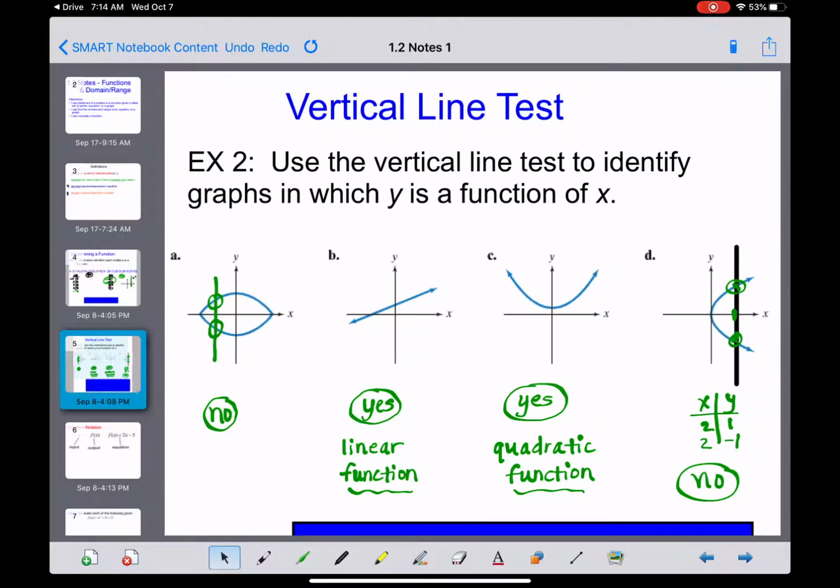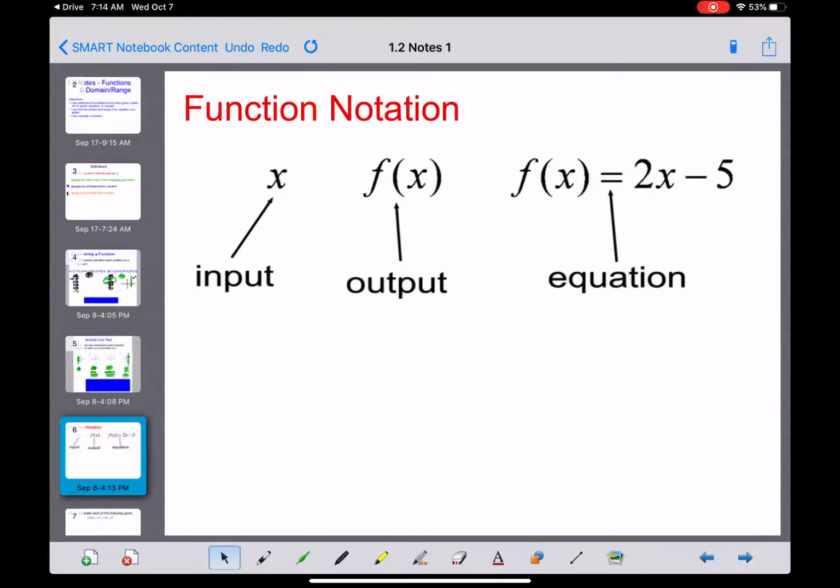Determining a function from a table, from a set of points, from a graph. We'll eventually determine it from an equation. Next up, function notation. So again, something else you need to be familiar with. This shows up also on the ACT.